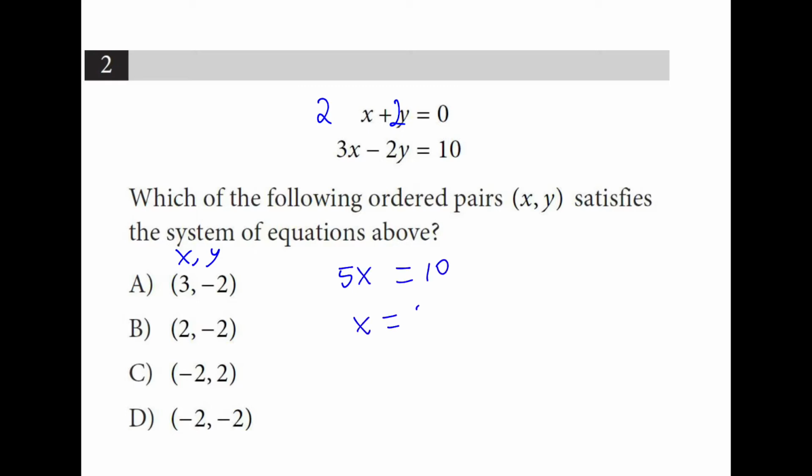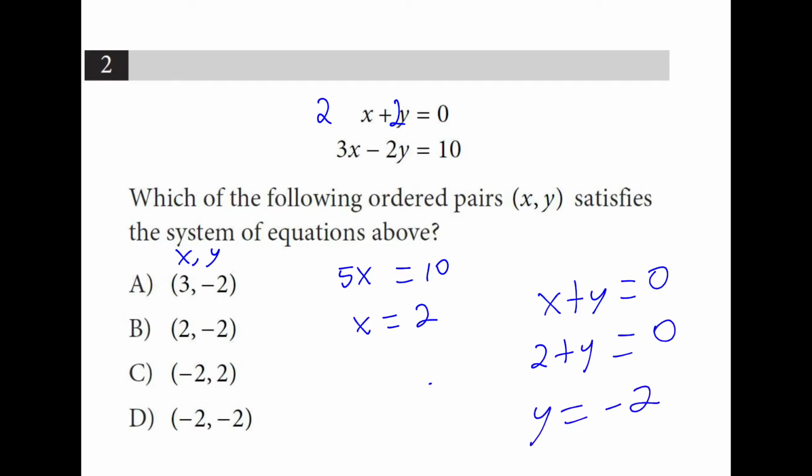And this tells me that x is equal to 2. If I plug that back into one of my original equations, like x plus y is equal to 0, I now have 2 plus y is equal to 0, which tells me that y is equal to negative 2. B.